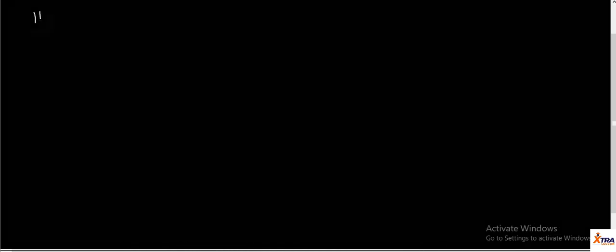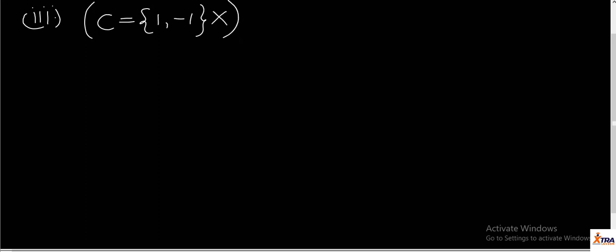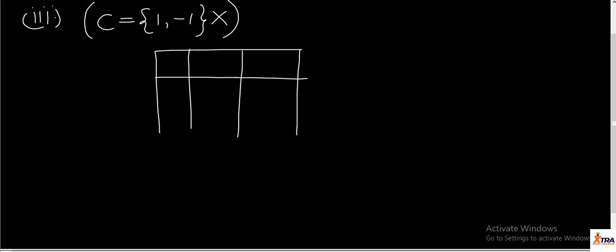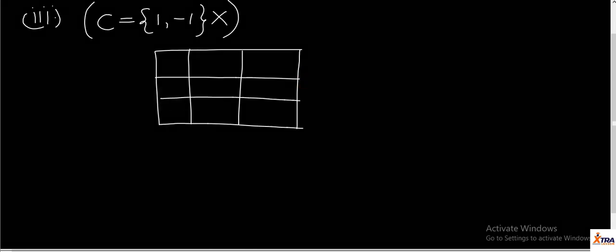So we know that when we have the third one here, we can name this set C. So we have 1 and minus 1 with the operation multiplication. Creating our table here, we put our two values on both the horizontal and vertical axis. So we have a multiplication. We have 1 and minus 1. We have 1 and minus 1.